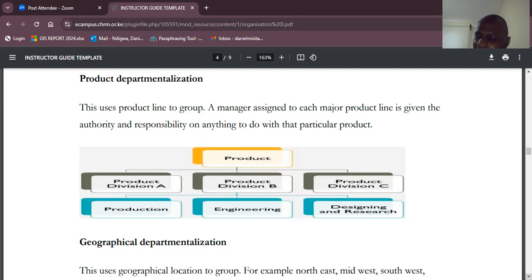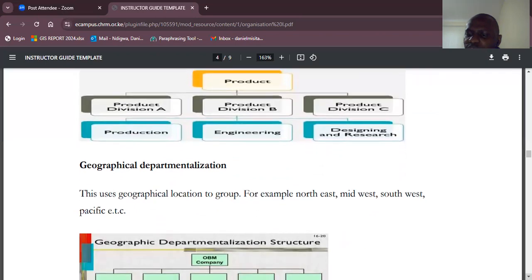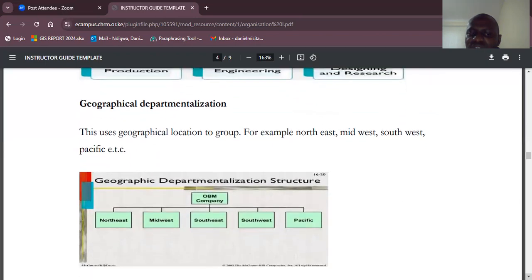Then we also have the other one, which is geographical. And when we talk about geographical, our main focus is to divide organizations based on where they are in terms of geography. For example, if you are in the Western region, you might be in that particular geographical location. Therefore, this is very common when you're dealing with big organizations or multinational organizations where you find that these companies are in different parts of the world.